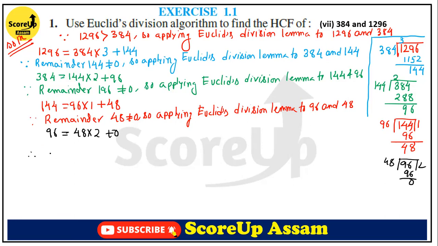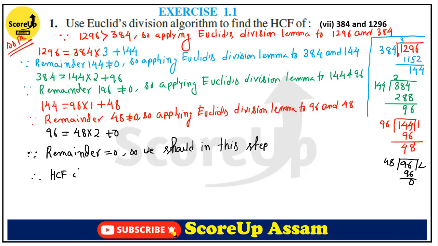Now, remainder is equal to 0. So we should stop in this step, and therefore HCF of 384 and 1296. What is the HCF? It is 48.